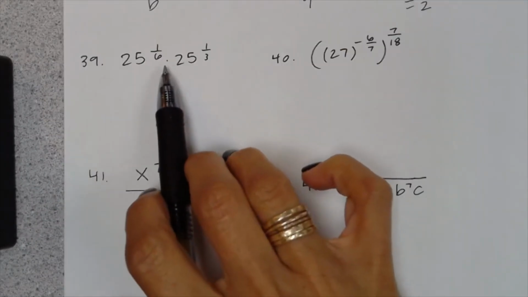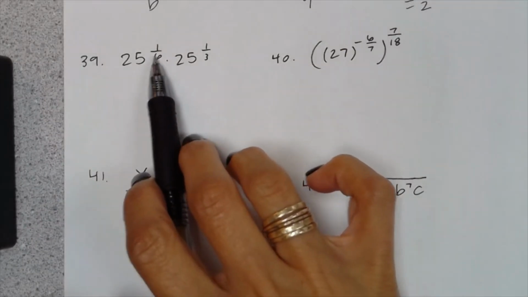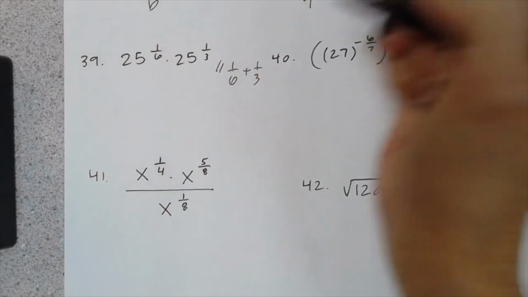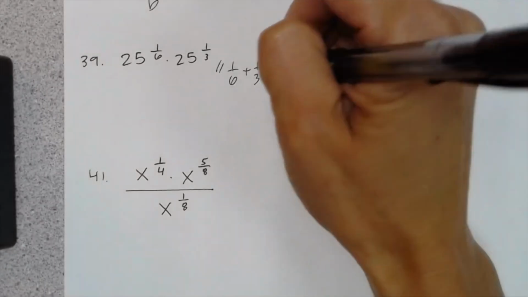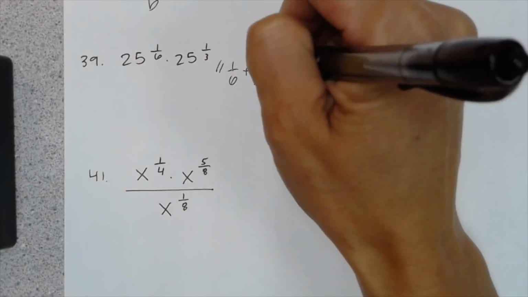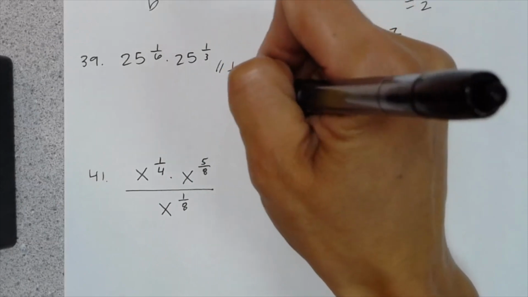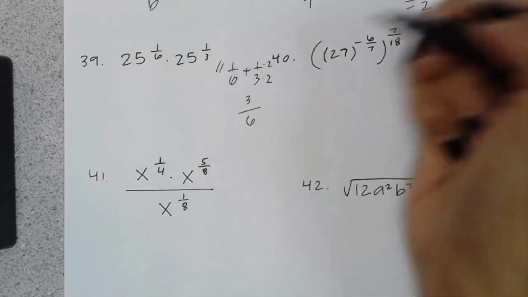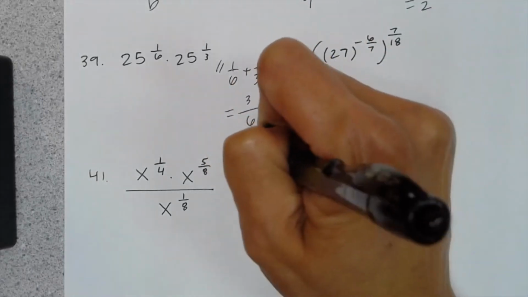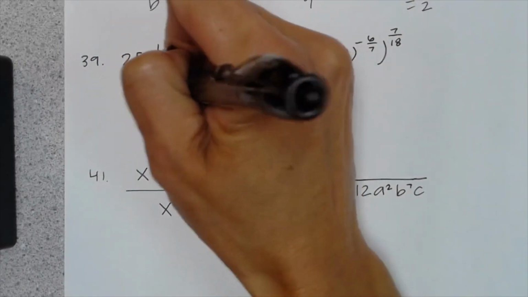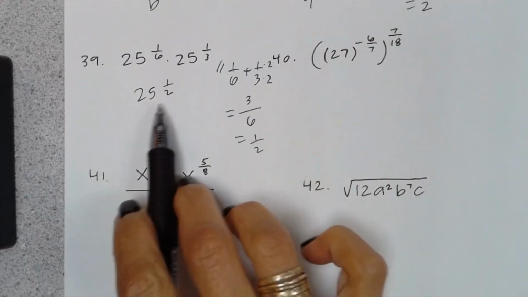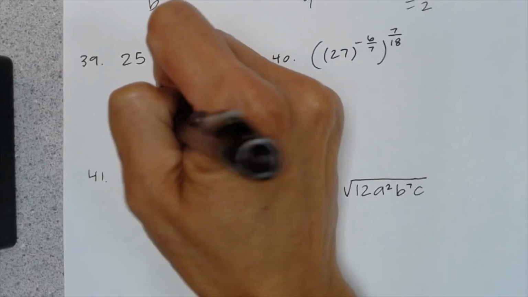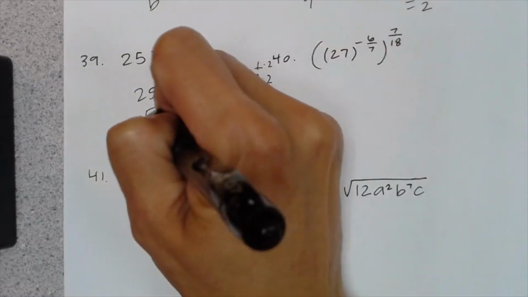For 39, we have the same base numbers, so we're multiplying, we're going to add exponents. So we're going to go 1/6 plus 1/3. You need common denominators, so we'll times this 3 by 2 on top and bottom. So you get 1 plus 2, which is 3. Leave the denominator the same, so you get 6, and then that reduces to 1/2. So you get 25 to the 1/2, and we'll simplify this further because the 1/2 power is the same as the square root of 25, which is 5.